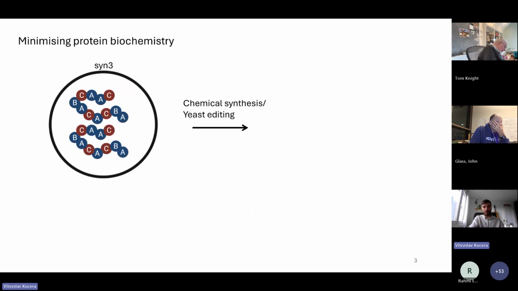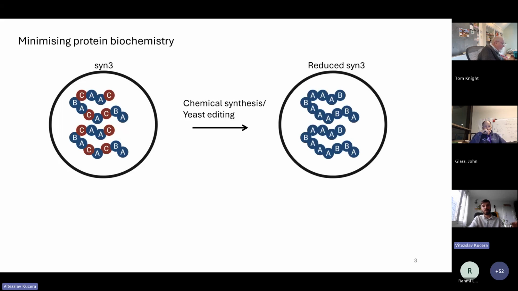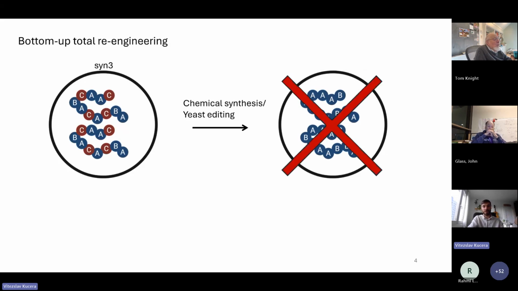So if we would want to do that, currently most of the options include synthesizing chemically the genome of the SYN3, or editing this genome inside yeast and then transplanting it into the chassis of some cell and seeing if this minimal composition genome can work. But what we are almost sure of is that this would not actually work, because it's such a drastic reduction that probably there would be no viability. Most of these proteins would probably not even work.